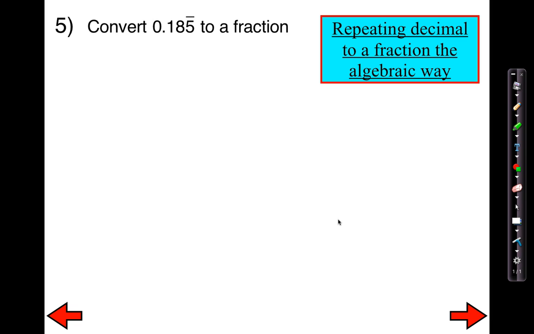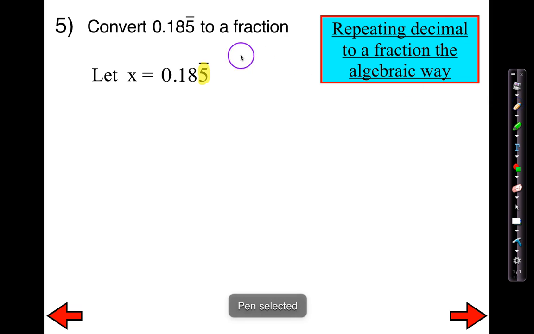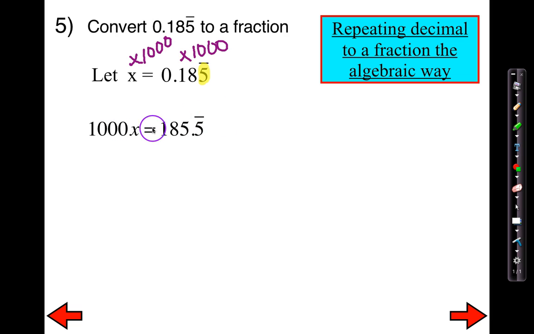Now let's move on to something a little bit different, but very similar. So we're asked to convert this number into a fraction. So here, first, you want to determine what is the digit that's repeating for this digit. This is the ten thousandths place. So this time I want to multiply by the thousandths place, leaving me with 1000x equals 185.5.